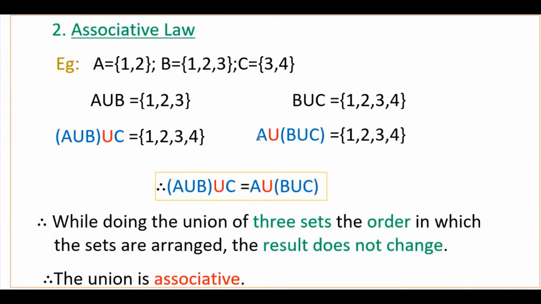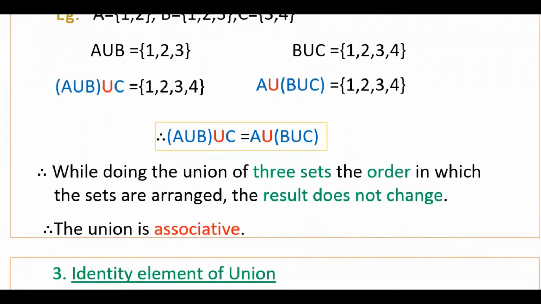And if you take A union B union C, A is 1, 2. These are the elements of set A. So A union B union C gives 1, 2, 3, 4. So here also, while doing the union of three sets, the order in which the sets are arranged does not change the result, because the result is the same here. So you can write in any order of the sets while doing the union of those sets. Therefore, the union is associative.